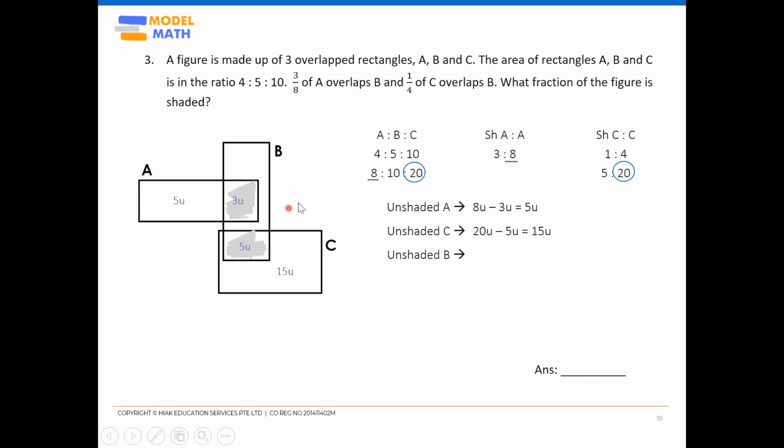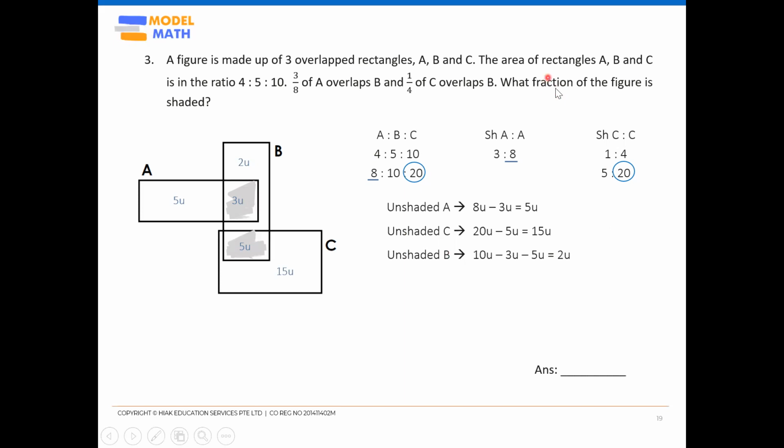So unshaded part of B, you have to use the whole of B, which is 10 units, to minus away these 2 gray areas here. So the whole of 10 units is this. This is the whole 10 units minus away 3 minus away 5 in order to get this white portion. So 10 minus 3 minus 5. Again, annotate it back down here. All right. Now, we can finally solve the question.